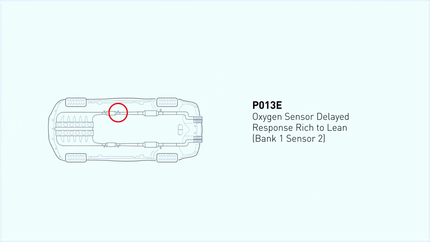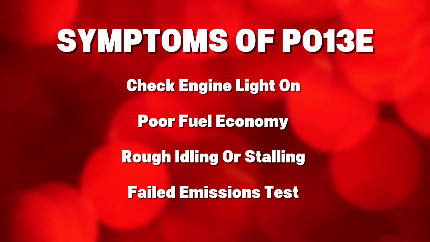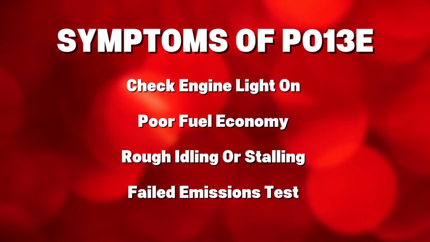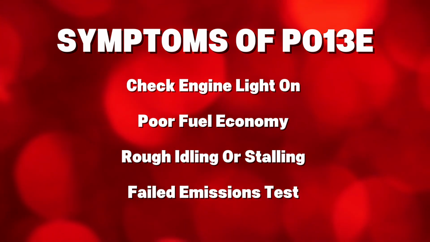The diagnostic trouble code DTC P013E, meaning O2 sensor delayed response, rich to lean, bank 1, sensor 2, indicates a delayed response from the downstream oxygen sensor in bank 1, potentially causing the engine to run too rich or too lean. Symptoms: check engine light on, poor fuel economy, rough idling or stalling, failed emissions test.